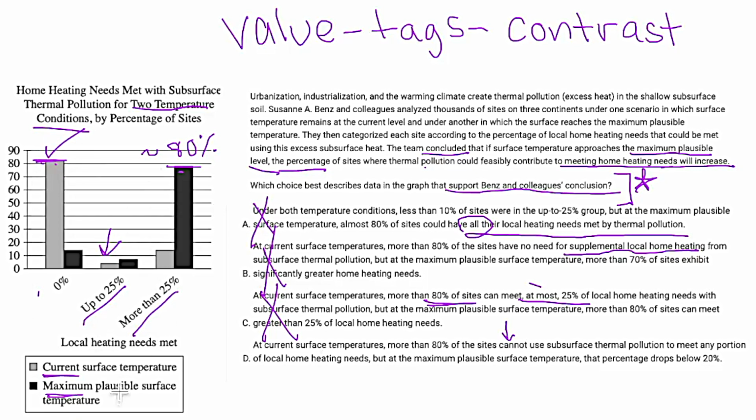That's good. But when we move to the maximum plausible surface temperature, which is right here, we see that the current surface temperature drops below that 20% line. So that is also proven, which would support the conclusion that if surface temperature approaches this maximum plausible surface level, it could increase the local heating needs of these people on this site. So that supports the evidence. And that is how we break down this graph before we even read our questions or our paragraphs.